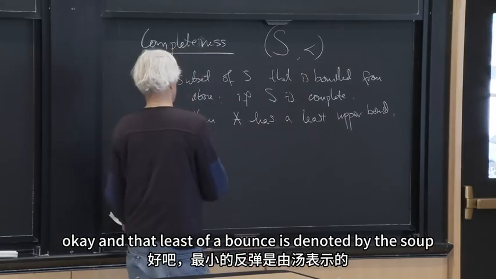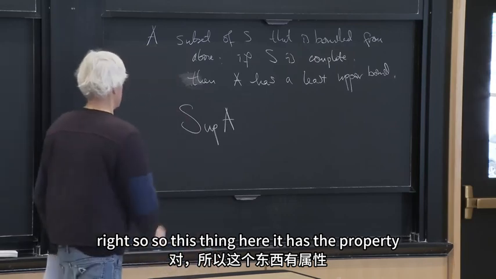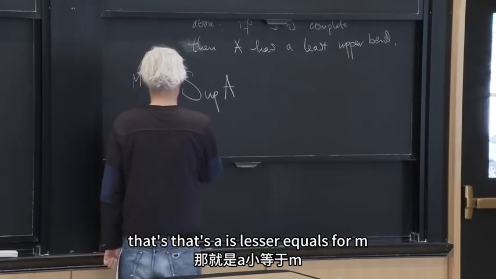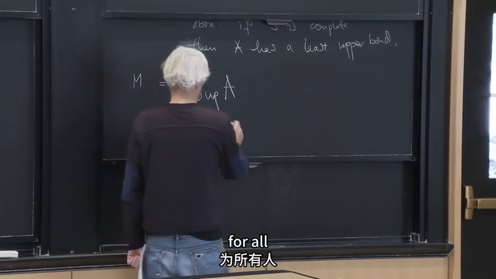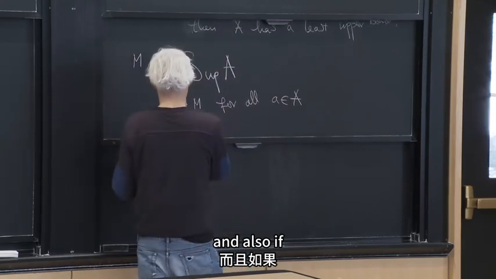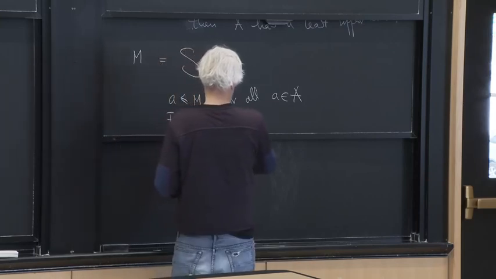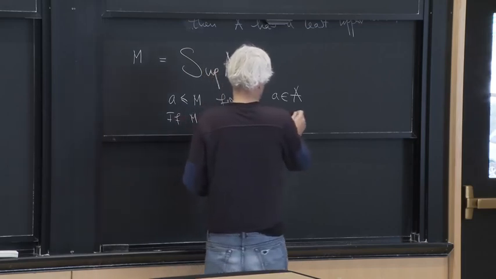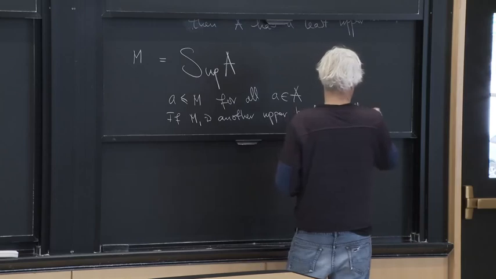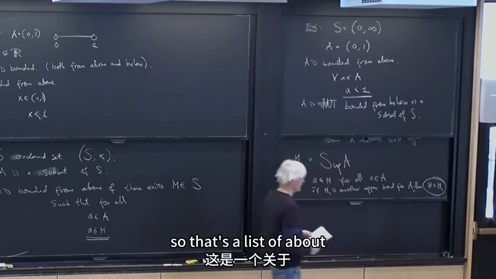Okay, and that least upper bound is denoted by the sup of A. So this thing here has the property that a is less or equal to M for all a in A, and also if M1 is another upper bound for A, then M is less or equal to M1. So that's a least upper bound.